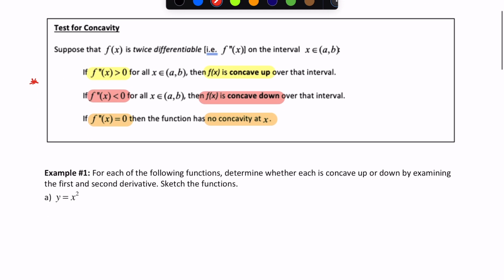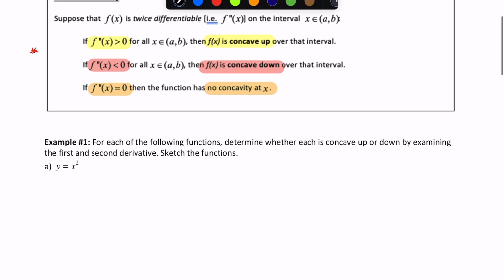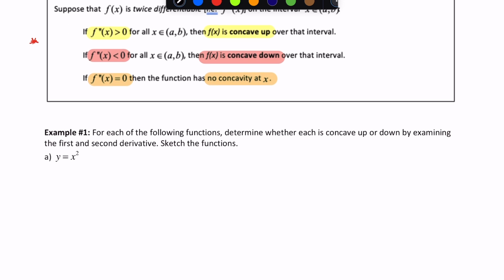So here, let's look at example number 1. It says, for each of the following functions, determine whether each is concave up or down by examining the first and second derivative and sketch the functions. So here we have y is equal to x squared. The first derivative is y prime is equal to 2x. And here you see that y prime is equal to 0 when x is equal to 0.